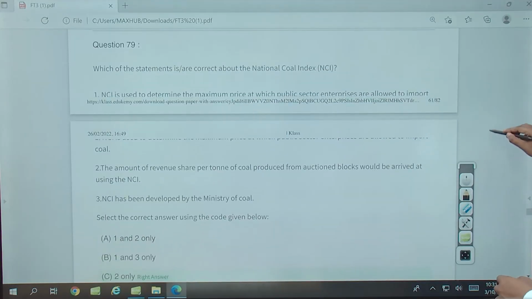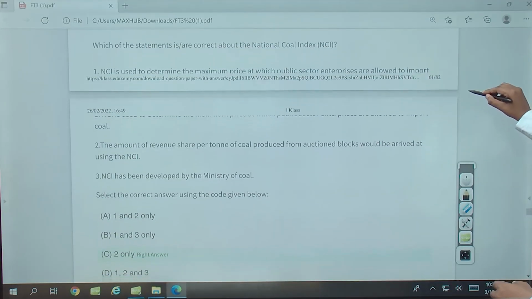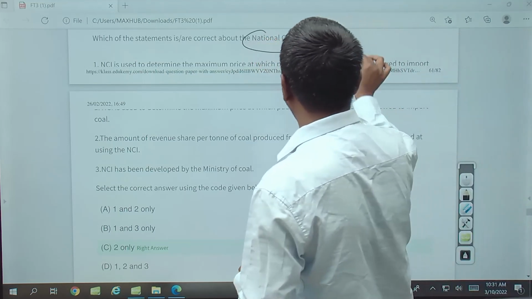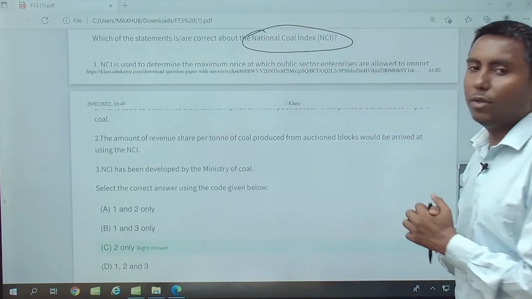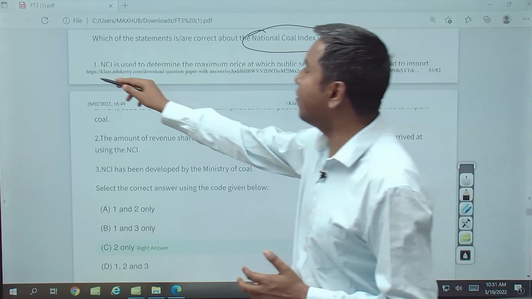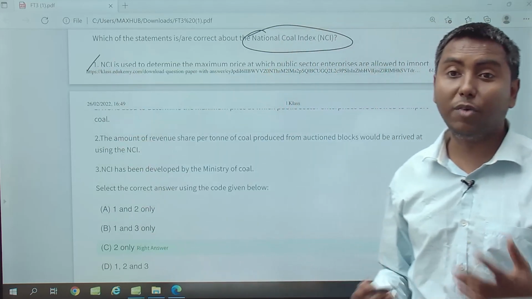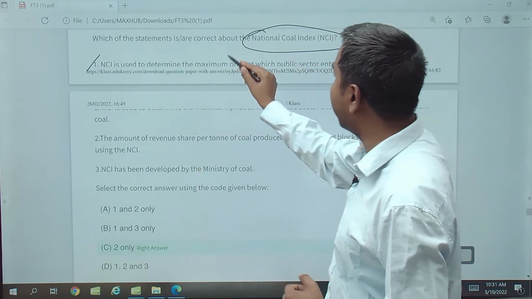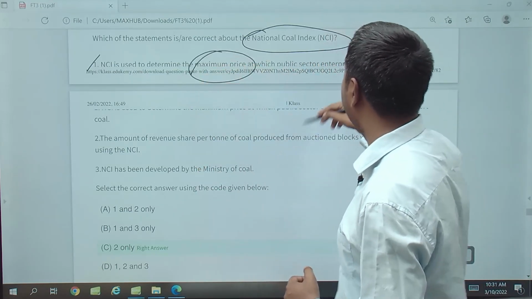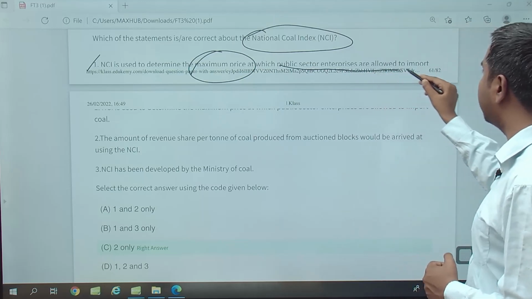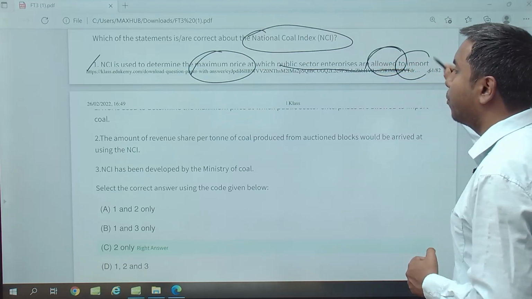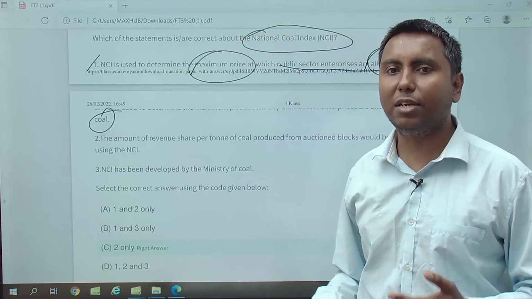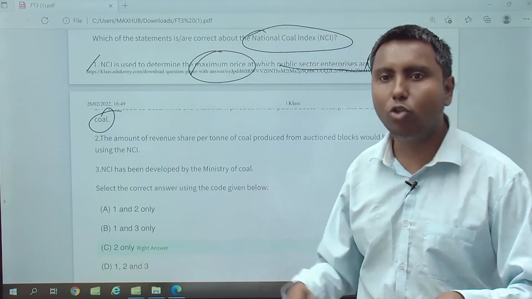Now let's see the other question. The other question is question number 79, which is about the National Coal Index. Let's have a look at statement number 1 and look at it logically. NCI is used to determine the maximum price at which public sector enterprises are allowed to import coal. It says it is the maximum price at which public sector enterprises are allowed to import coal.